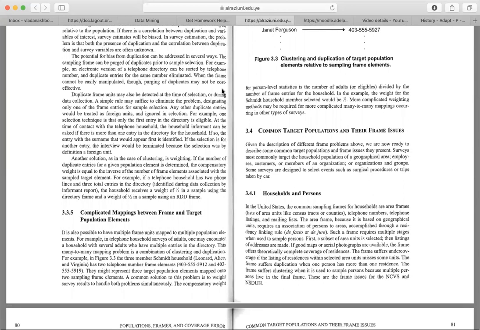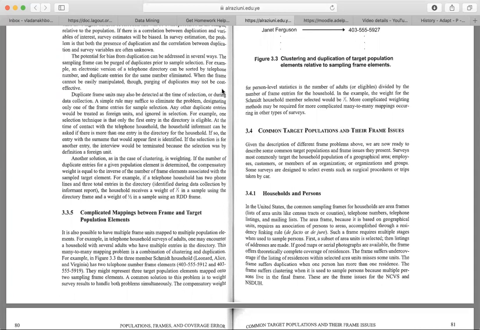The common target populations and their frame issues. Surveys most commonly target the household population of a geographical area. In the US, the common sampling frames for households are area frames, telephone numbers, telephone listings, and mailing lists. The area frame issues are undercoverage if units are missing or missed, duplication if a person has more than one residence, and clustering if multiple people live in the final frame unit.